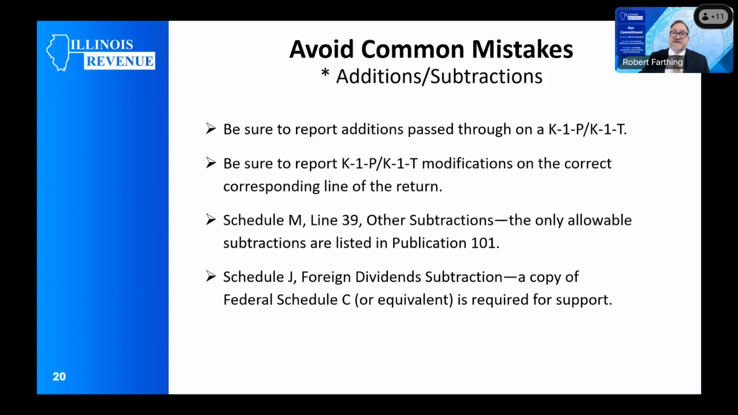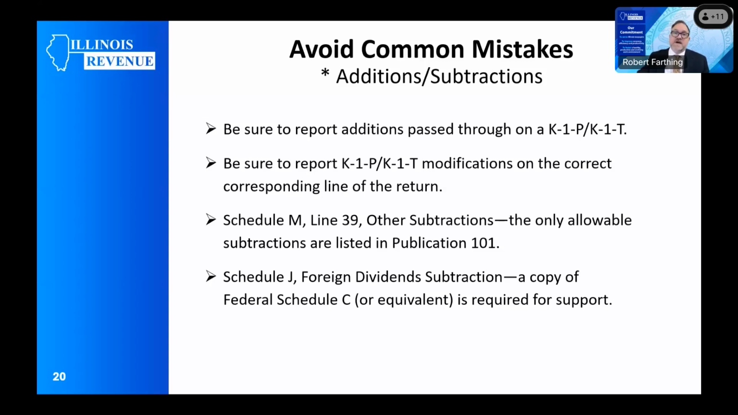Please note that Schedule M, line 39, our other subtractions line, is generally not where subtractions are reported. There's usually another line on the return which is appropriate for the subtraction you're trying to claim. If there ever is a reason that we would allow a subtraction on Schedule M, line 39, it would be listed in the most current version of the Publication 101. We update that publication regularly, so check the Publication 101 before you submit your return to make sure that you're claiming that subtraction on the correct line.